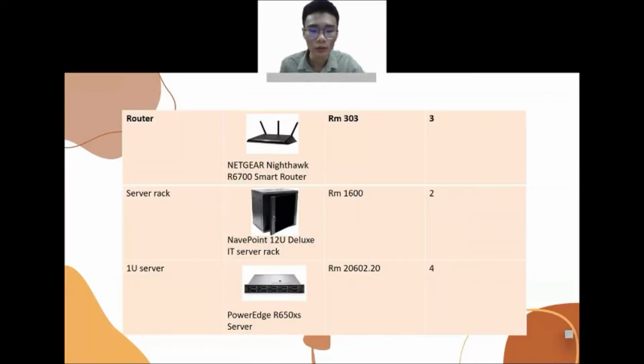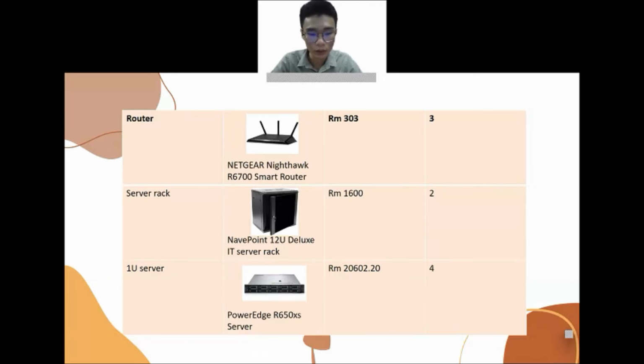Next is the router. We suggest 3 NetGuard 9 hop smart routers, which cost 303 ringgit per unit, and each allows up to 25 Wi-Fi enabled devices to connect at speeds of up to 1.75 GB per second. Next, we are choosing the NetPoint 12 Youth Deluxe IT Server Rack as the server rack of the organization, which costs 1,600 ringgit per unit, and we need 2 of them.